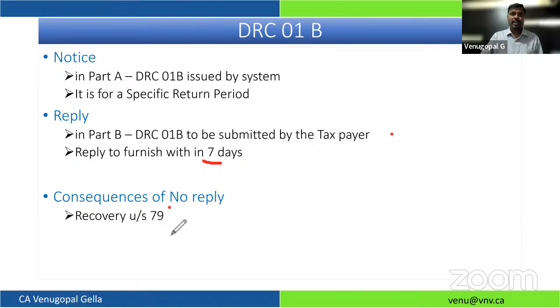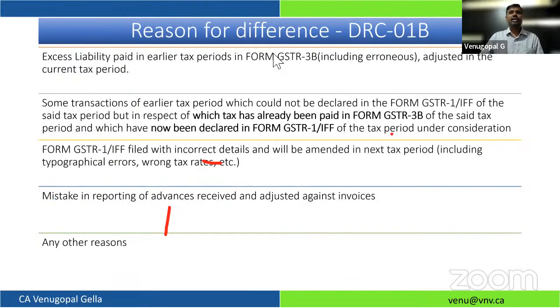What happens if I don't reply? These taxes are going to be recovered directly under Section 79. Section 79 is a recovery mechanism which is normally invoked 3 months after a DRC-07 order has come and you have not filed an appeal within the time limit. But in this case, if you do nothing, there are powers to go directly to recovery. This is DRC-01B. How do I give a reply? You can reply saying that there was an excess tax erroneously paid in my December 3B, I paid 1 lakh rupees extra. It was a mistake, and I am adjusting it in the current period. That is possible.